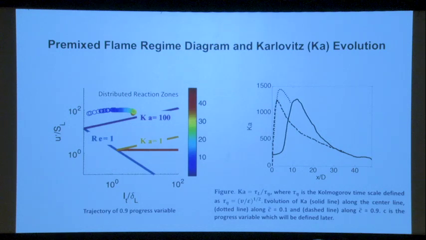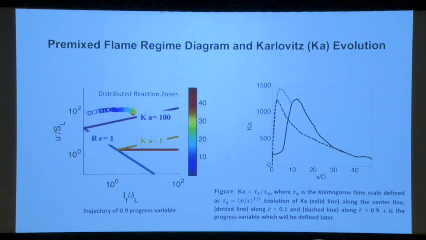And to show that we're in the broken reaction zones regime, we plotted the evolution downstream in our turbulent methane-air jet flame, going from the upstream in blue to downstream in green and orange in the jet. And we find that the trajectory of our flame, as represented by a progress variable isosurface of 0.9, stays largely above 100 throughout the entire height of the jet. So I think we're in the distributed or broken reaction zones regime.